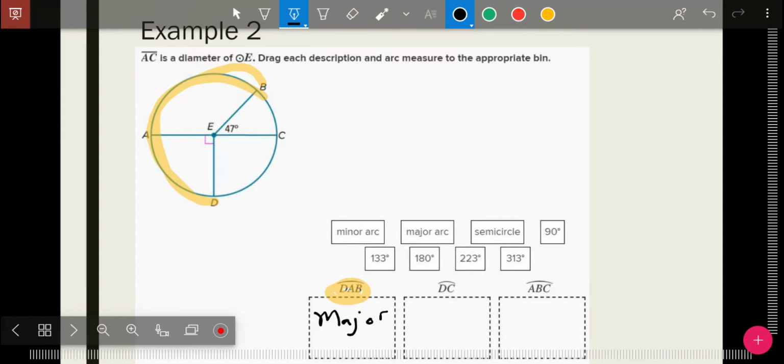How many degrees is it? Well, if this line right here is 180 and that part right there is 47, I want to do 180 minus 47, and this over here is 133. And so this right here is 90. And so this angle is those two combined, 223 degrees.